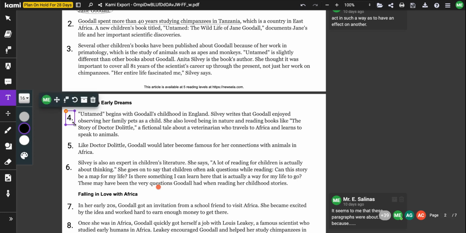So looking at paragraph 4, the question was, why do I think she decided to study chimpanzees? And I can say, in my opinion, I think she decided to study chimpanzees because she enjoyed being in the wild. Now, if a scholar says, where in the article can I see what inspired her to study chimpanzees? That would be perfect. According to paragraph 4, it says, Goodall enjoyed observing her family pets as a child. She also loved being in nature and reading books like The Story of Dr. Dolittle, a fictional tale about a veterinarian who travels to Africa and learns to speak to animals.